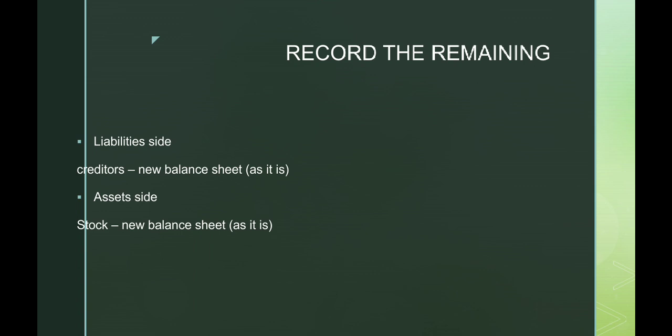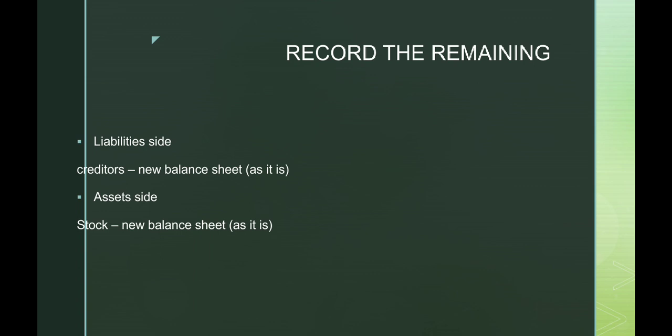The remaining ones are the items remaining to be recorded in the new balance sheet when you compare it with the old balance sheet. So let us quickly check. Back to your question, page number 227. We were dealing with the loan, and below that you have creditors. There was no adjustment related to creditors in your sum, so you will be writing the amount of creditors as it is in the new balance sheet.